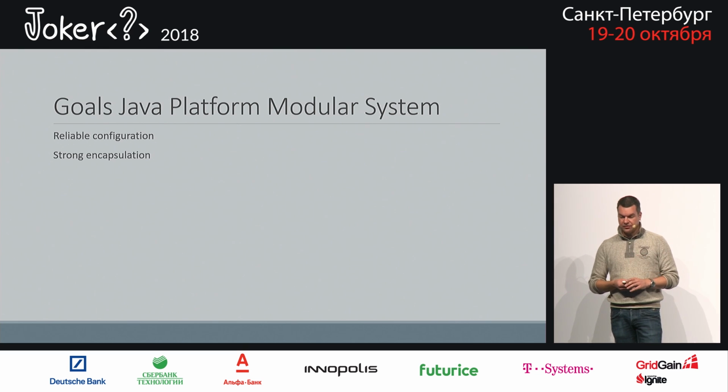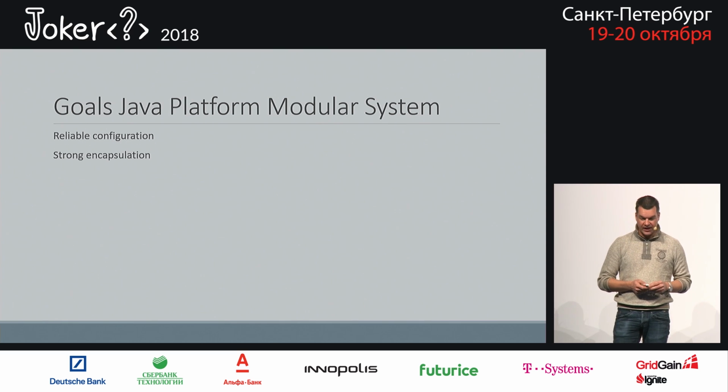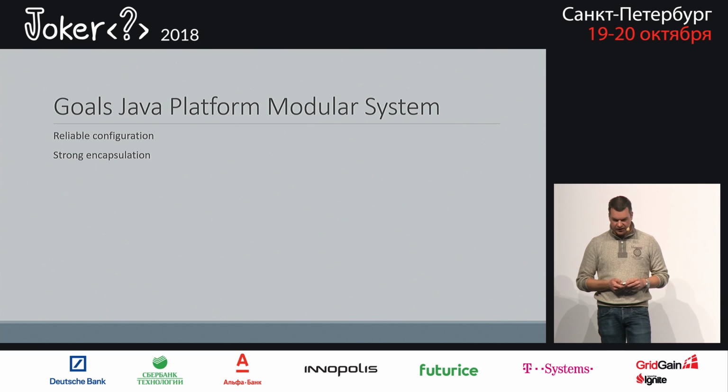These are the goals of the specification. One is about reliable configuration, and the other part is about strong encapsulation. Especially the reliable configuration is about dependency management, and to ensure that all the dependencies are there during both compile time and runtime. Strong encapsulation is about keeping your code private to other libraries and frameworks.